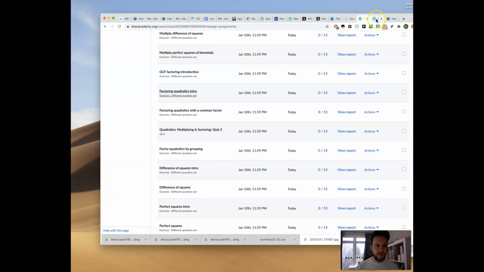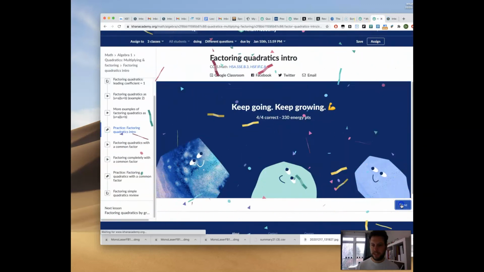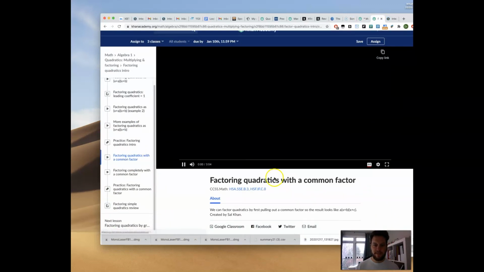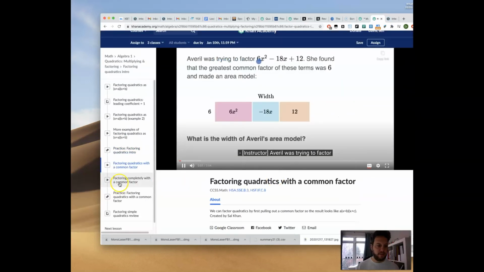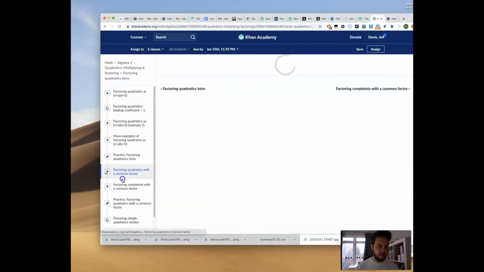So there's factoring quadratics intro, and then let's do factoring quadratics with a common factor, which is trying to factor 6x squared minus 18x.